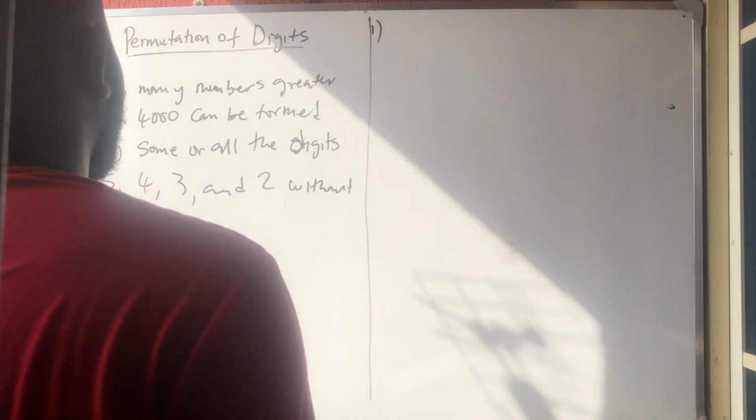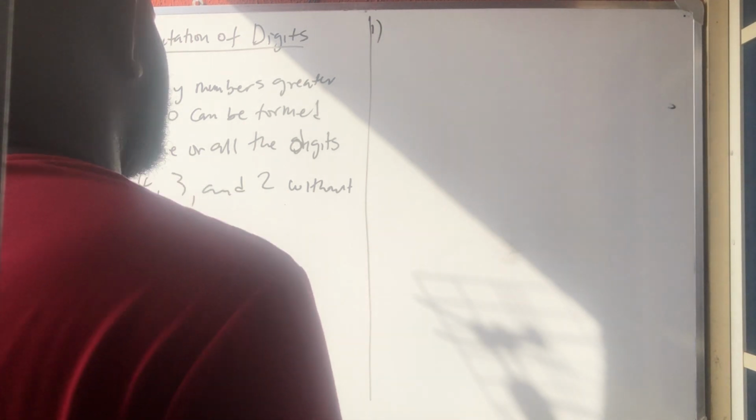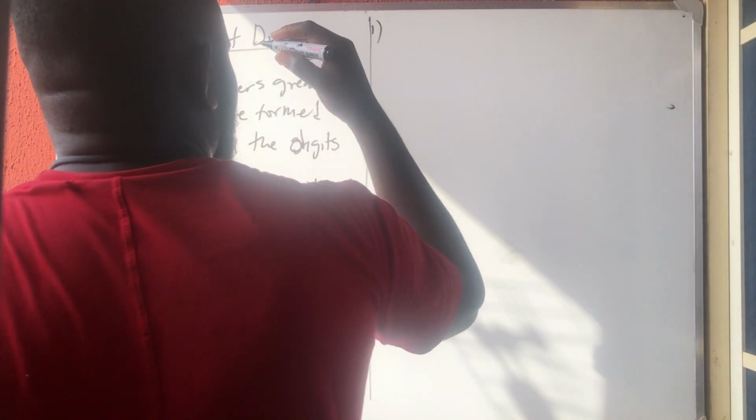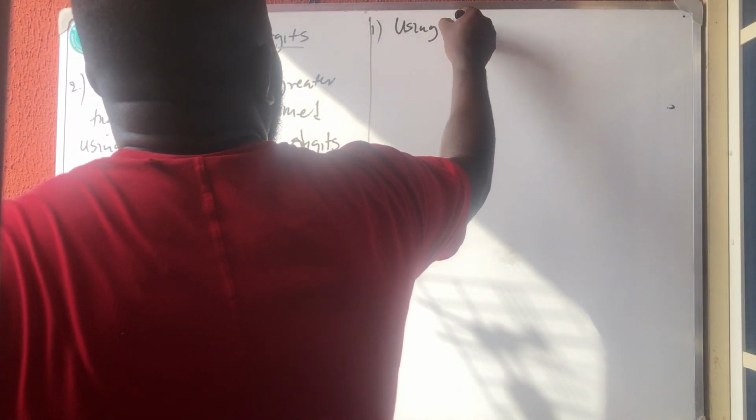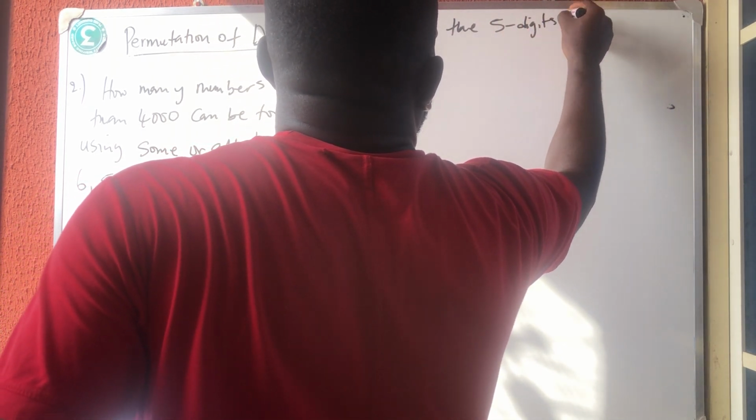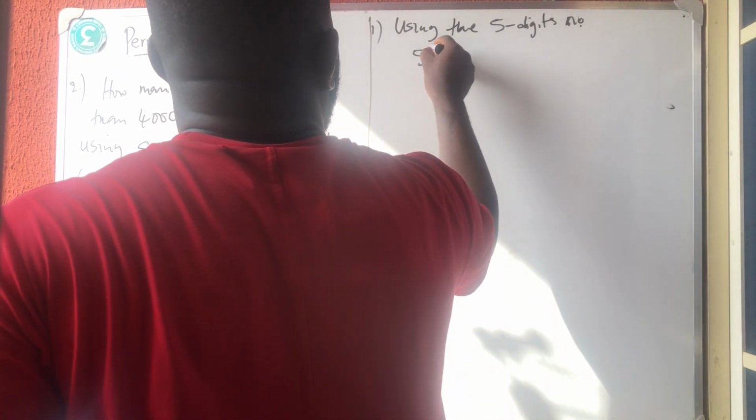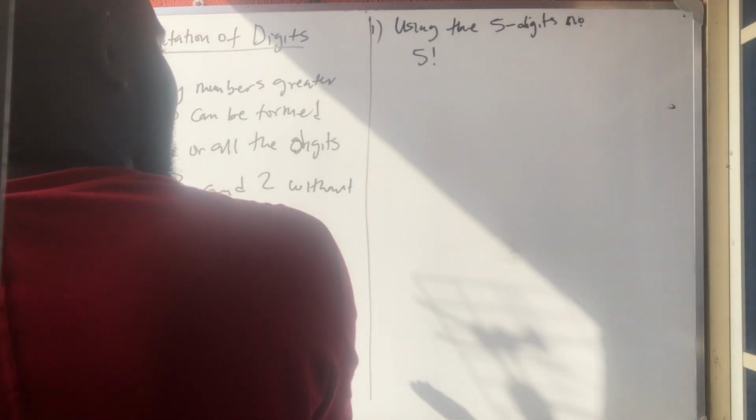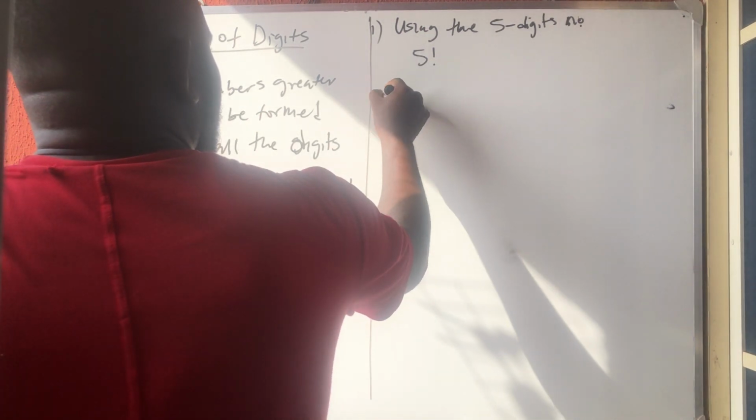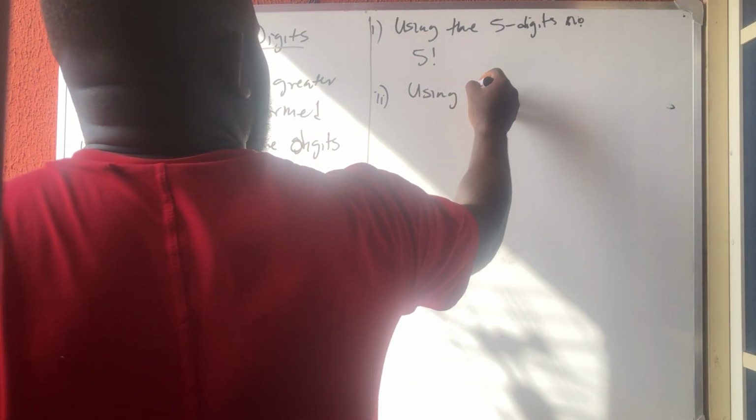Okay, we are forming any numbers that are greater than 4,000, but they don't tell us the number of digits, so we can even use the 5-digit number. If you want to use the 5-digit number to form any number greater than 4,000, it's just 5 factorial. Anyone you use here to form a 5-digit number must be greater than 4,000.